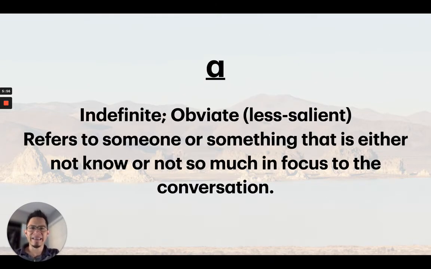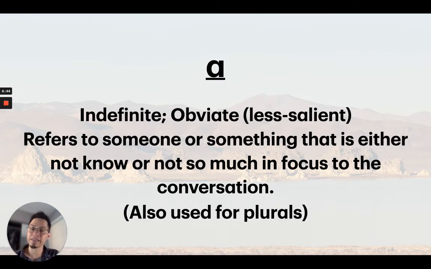Let's look at this one. This one is very, very interesting, very different. This pronoun refers to what's called an indefinite, okay? Just no one that's really definite. Just some it out there mostly. But it can be a he or a her also, just kind of indefinite. Another term is obviate. That means less salient. Well, what the heck does that mean? It just means that what I have here refers to someone or something that is either not known or not so much in focus in the conversation, okay? Less focused. Or again, just some indefinite something, someone, some person. Let's look at some examples. Oh yeah, it's also used for plurals, so not just singular. But we'll see more examples in a later video of plural use of this. Right now, it's just singular.